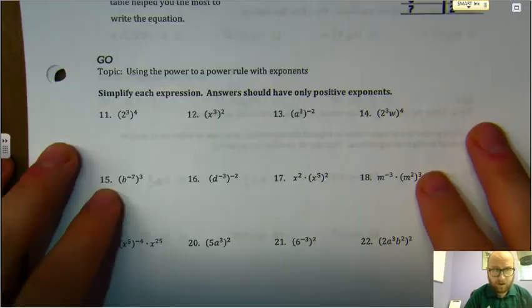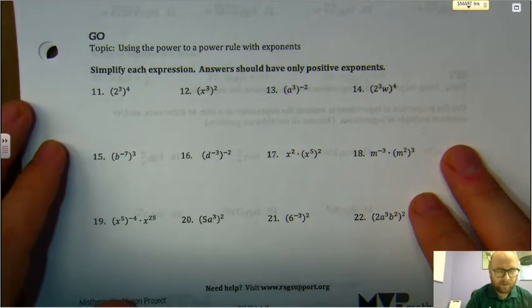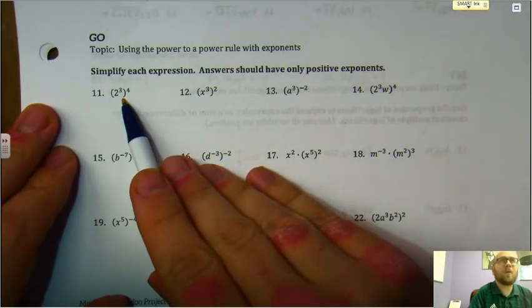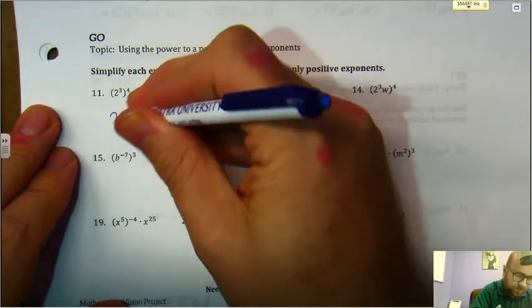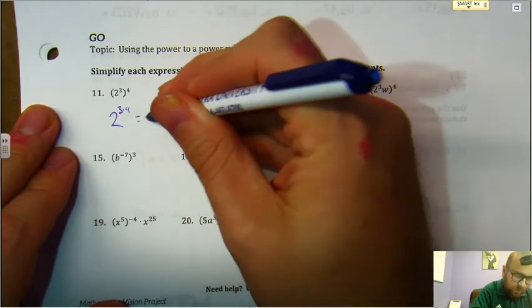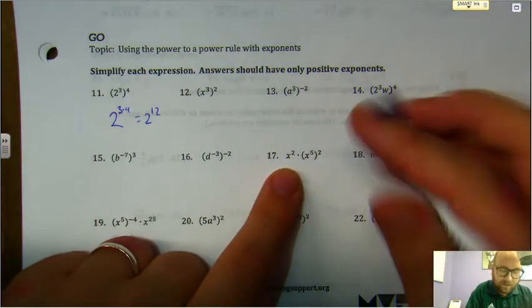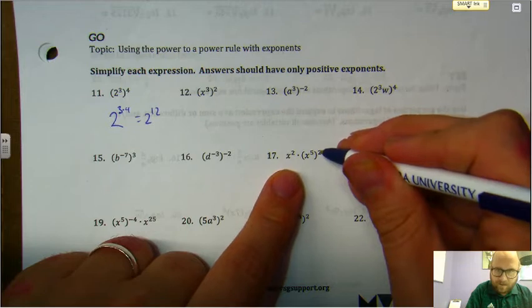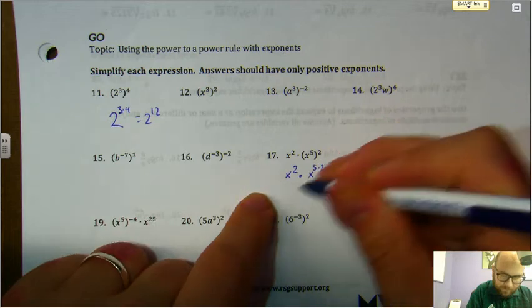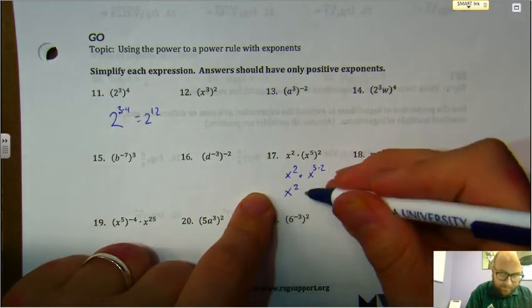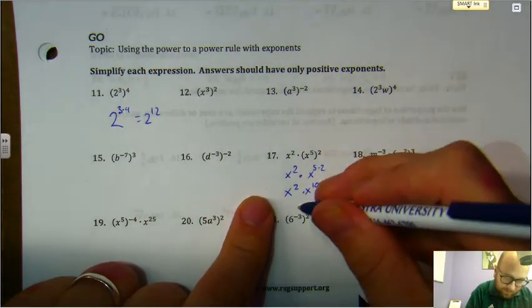to the go. It wants us to simplify each expression, and it wants us to have only positive exponents. So whenever we have a power being raised to another power, we have to multiply our exponents together. So this becomes 2 to the power of 3 times 4, or 2 to the 12th. Okay, let's jump around a little bit though. Like, look at number 17 here. We're going to be raising x to the 5th to the 2nd power. So that's going to be x to the 5 times 2, or x to the 10.